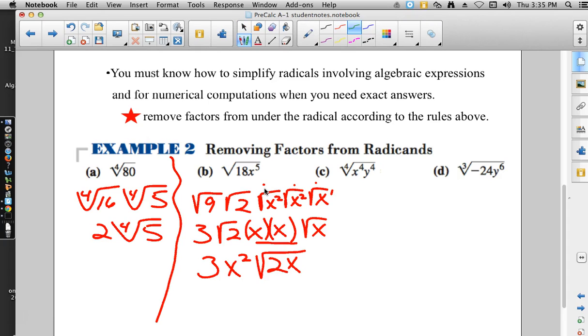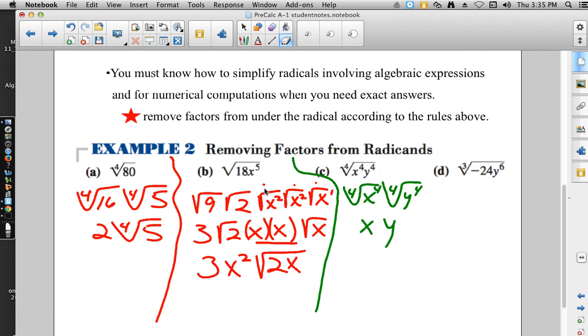All right, I take a look at C, and I think, well, wait a minute. They are perfect fourths. So I've got the fourth root of x to the fourth and the fourth root of y to the fourth. Hey, that's xy. Yes and no. I want you to think about this. If we put negative numbers in for x and y, would the answer come out negative? We always want to be thinking, did the author of this problem mean for us to use negatives in this problem? Especially when we have those even roots. That's what we have to think about.